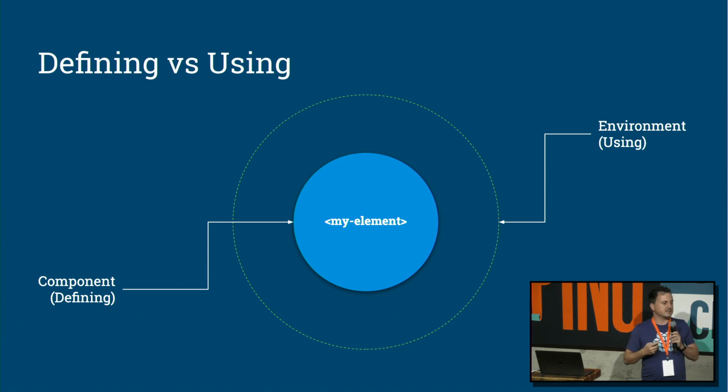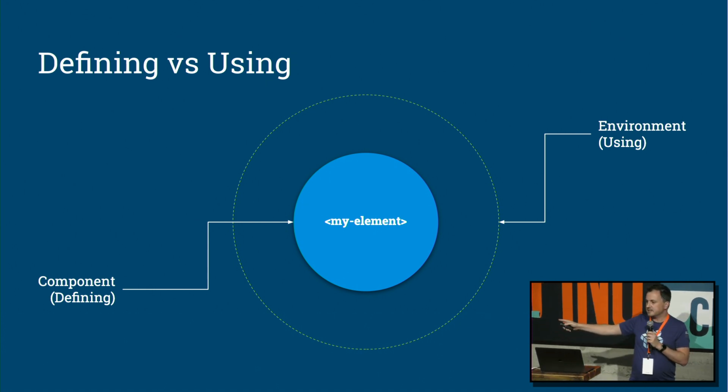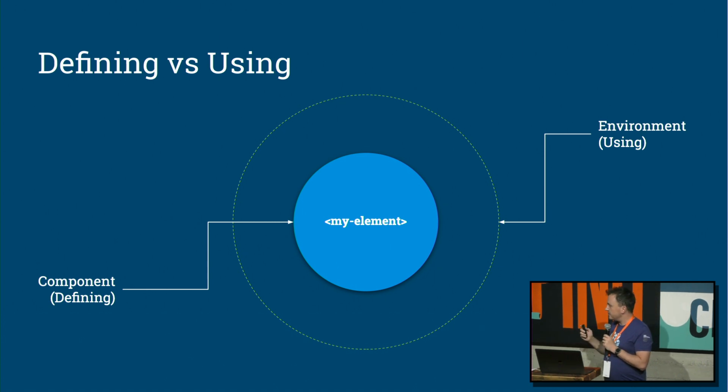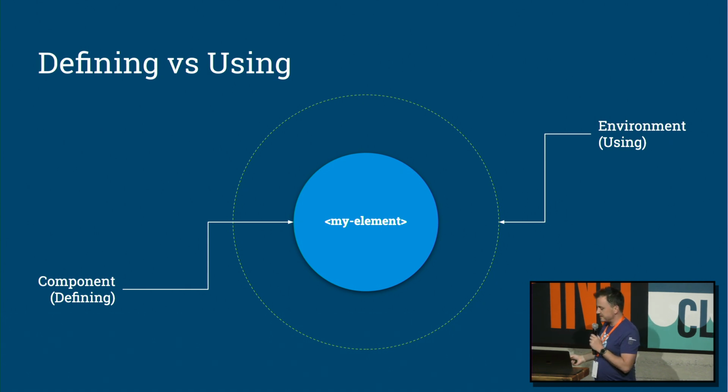But every component is also used, and it's used in some environment. And throughout the deck here, I'm going to use this green dotted line. Hopefully everybody can see this. To kind of represent like a scope or the environment that a component is used in. So when we talk about styling, we want to talk about each feature with respect to whether or not you're using it to define the component or whether or not you're using it to customize the component.